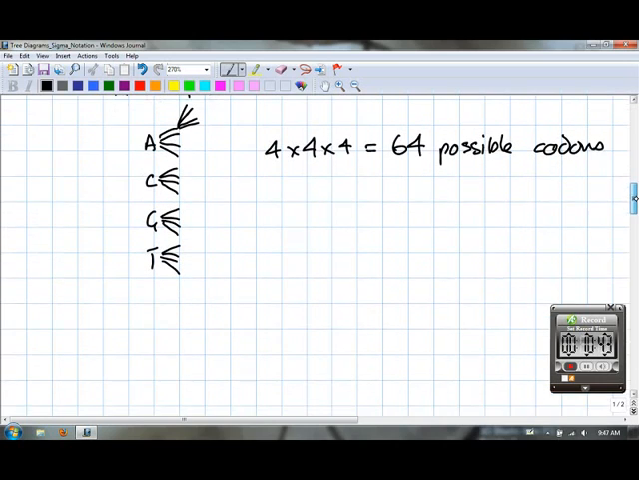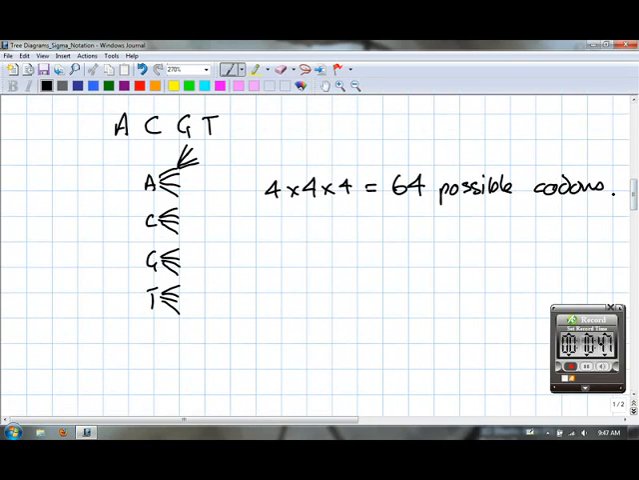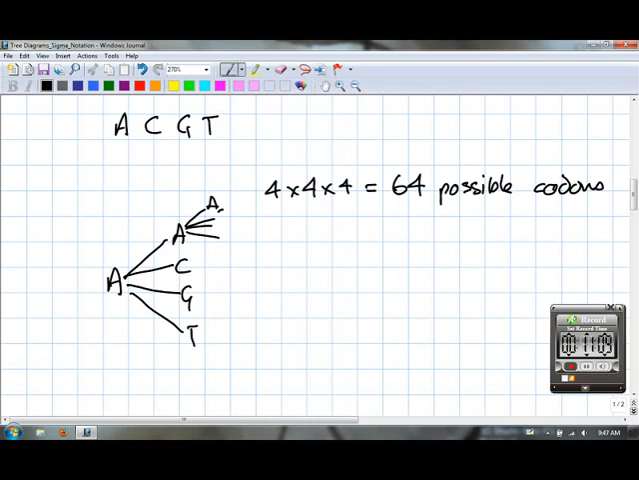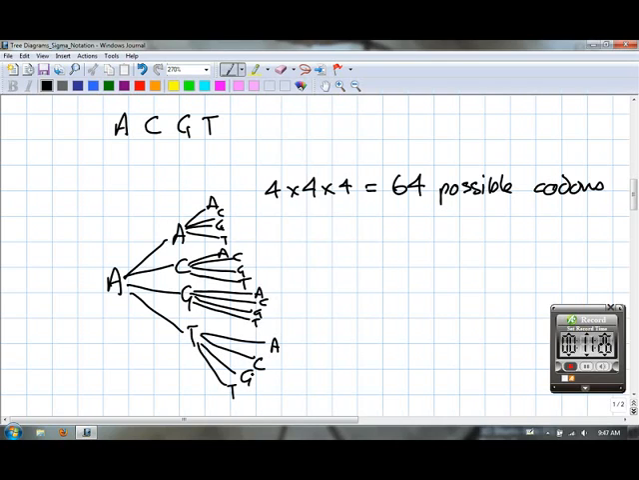So we have 64 possible codons possible, and you can make a tree diagram. In fact, one of them, if you had to just look at one of them, I think you can see you'd already get 16. So I'll go in the same order. And finally, this one. So all codons beginning with A, there are 16 codons beginning with A. It's amazing how discrete math figures into so many areas of genetics.